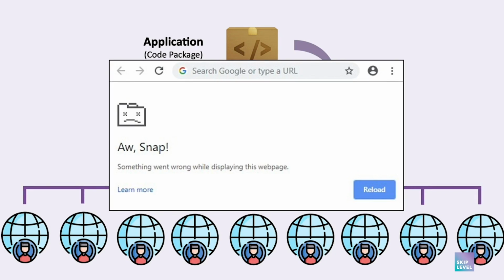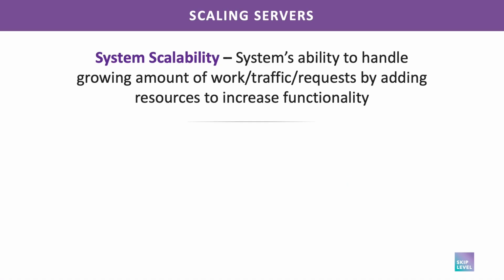This is a common problem known in the industry as system scalability. The definition of scalability is a system's ability to handle growing amounts of work, aka traffic, aka requests, by adding more resources to increase functionality. Okay, what are the resources? Remember, we talked a lot about the internet being just machines and wires. That's really just what it is. And machines can only handle so much. Every single machine, every single server in the world has limited resources. It only has a certain amount of RAM and a certain amount of memory and a certain amount of CPU. So those are the resources that I'm referring to.